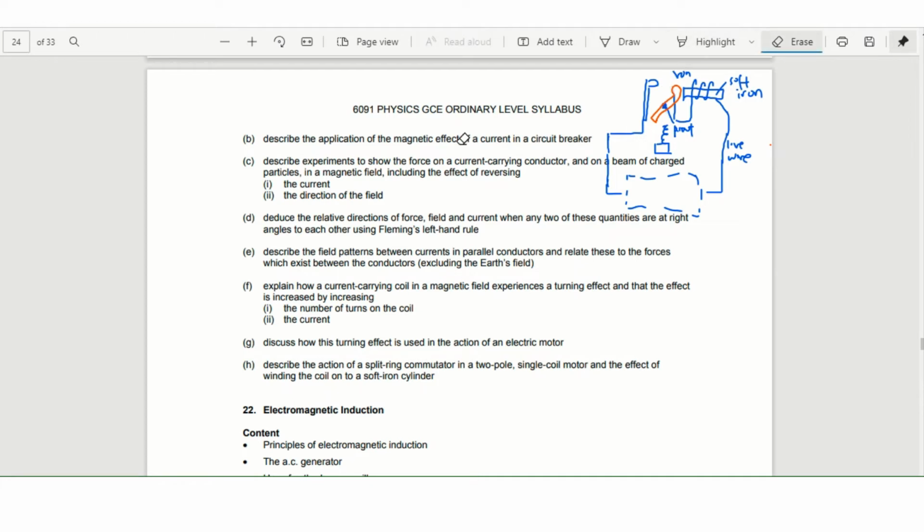So let me erase this. What this shows is that when the current exceeds the predetermined amount, this contact will get attracted to this soft iron because the magnetic field generated by this soft iron now becomes strong enough to attract this. And then now you have an open circuit. So the current cannot move from this contact to this contact because there is an air barrier here. When that happens, you trip the circuit, and that is how the circuit breaker works.